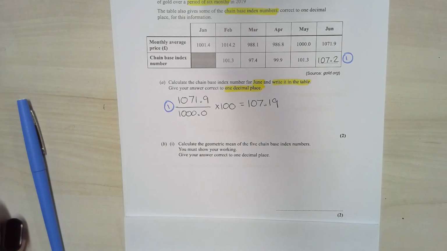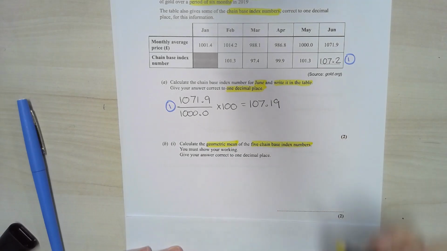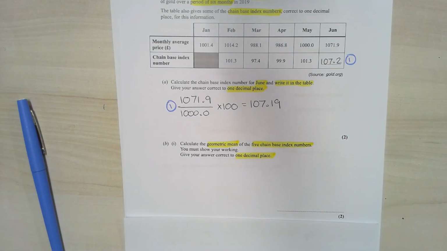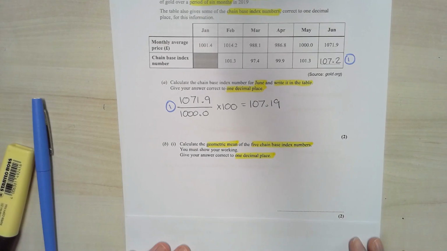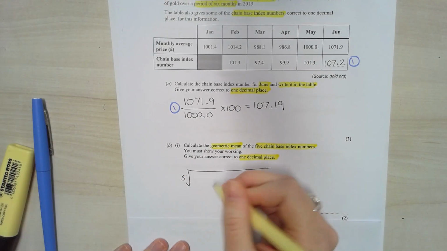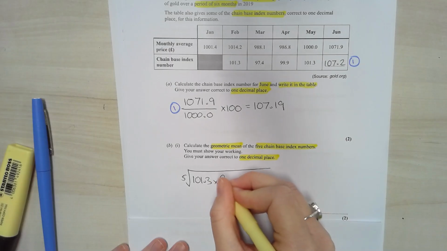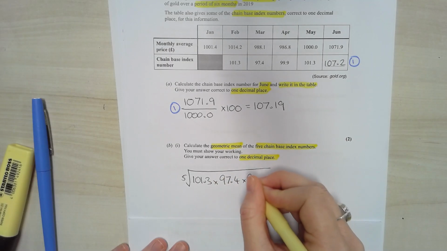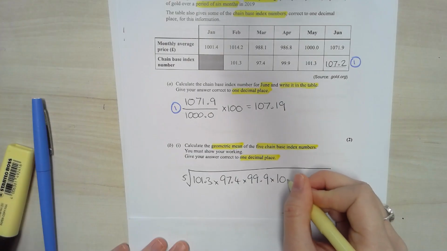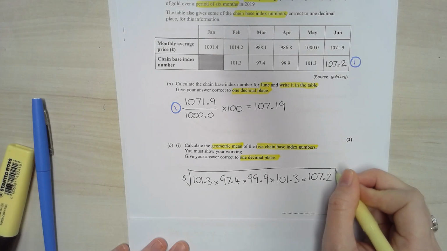So part B is asking us to calculate the geometric mean of the 5 chain base index numbers that we have got. We must show our working, and it's got to again be correct to 1 decimal place. For our geometric mean, we've got 5 numbers, so we are going to do the 5th root, and here we are going to write 101.3, that's our Feb chain base index, multiplied by our March chain base index, multiplied by our April, multiplied by our May, multiplied by the one we've just found, our June.